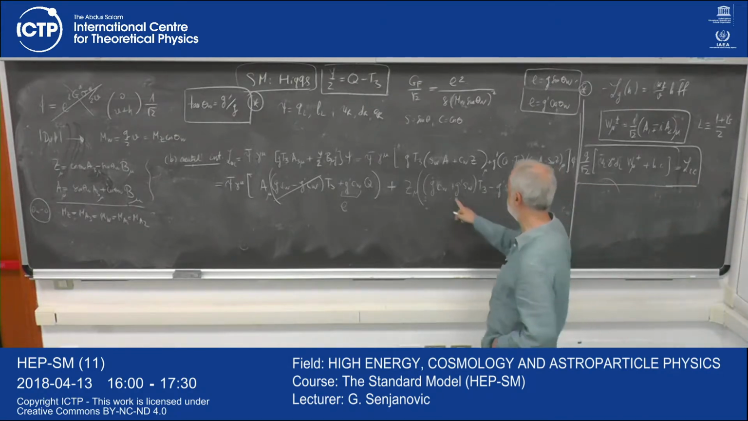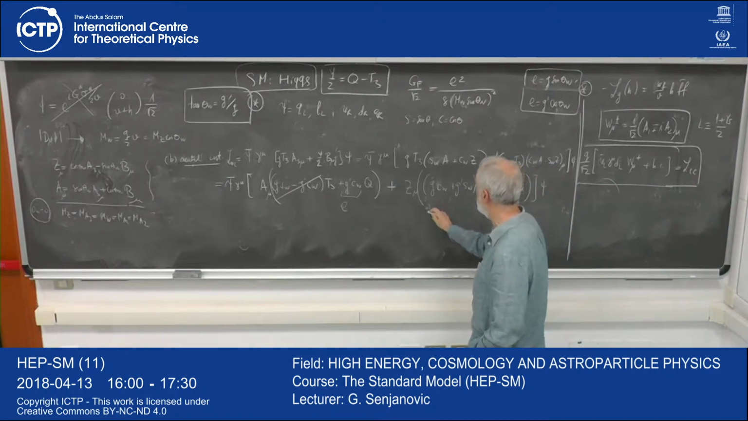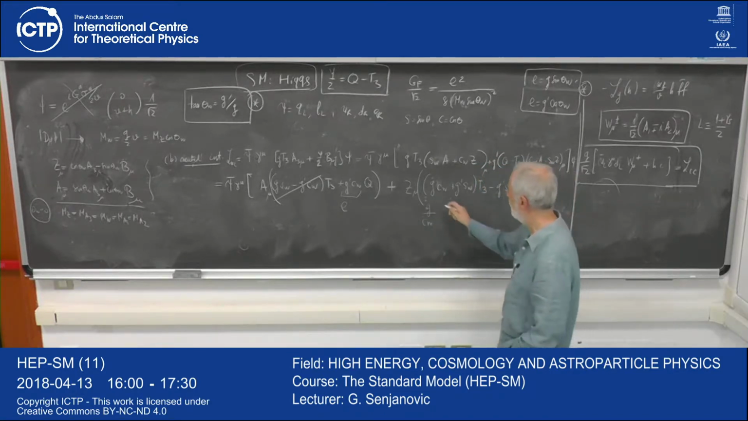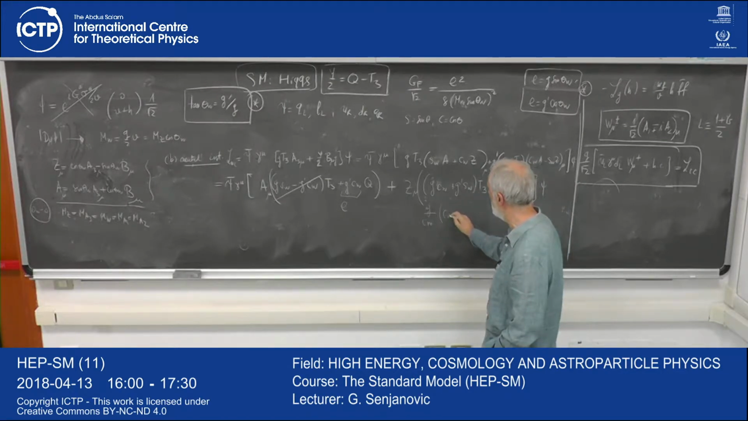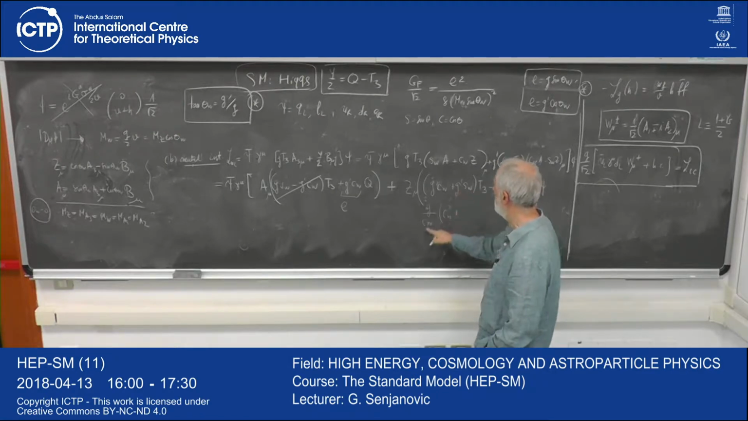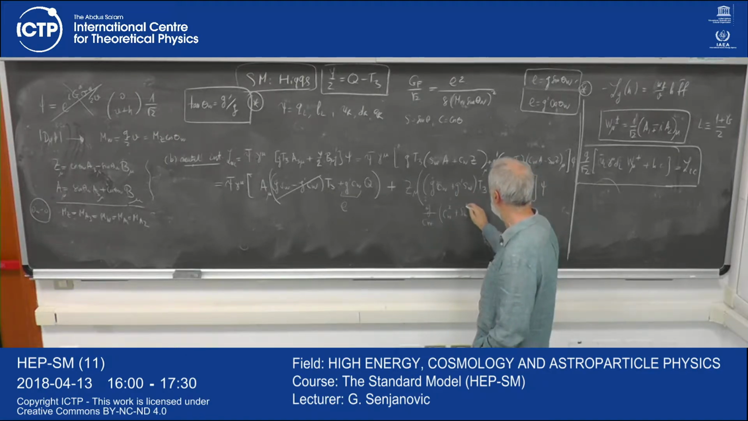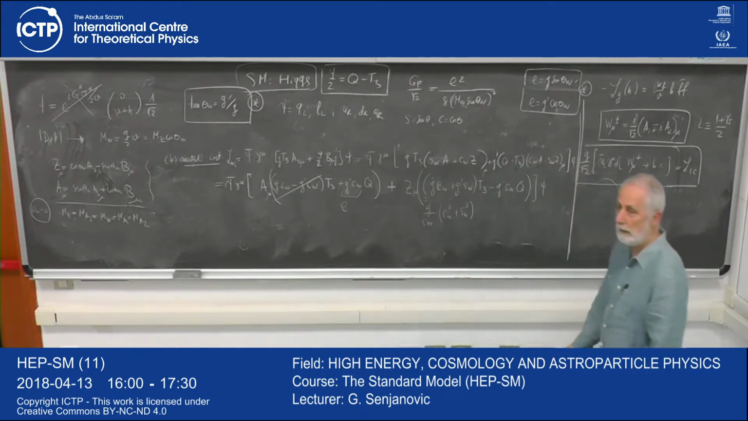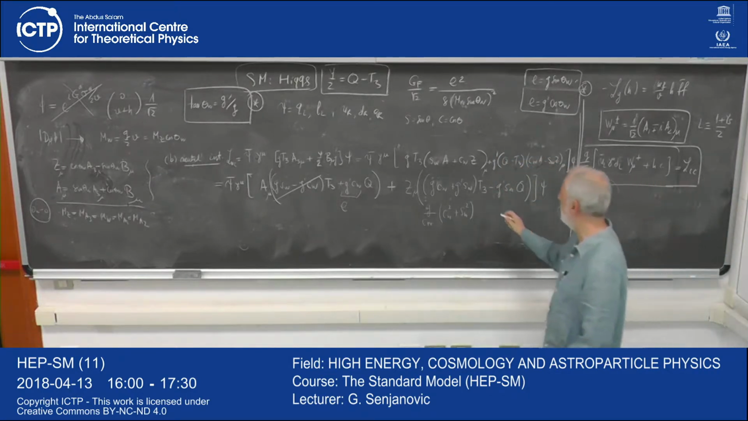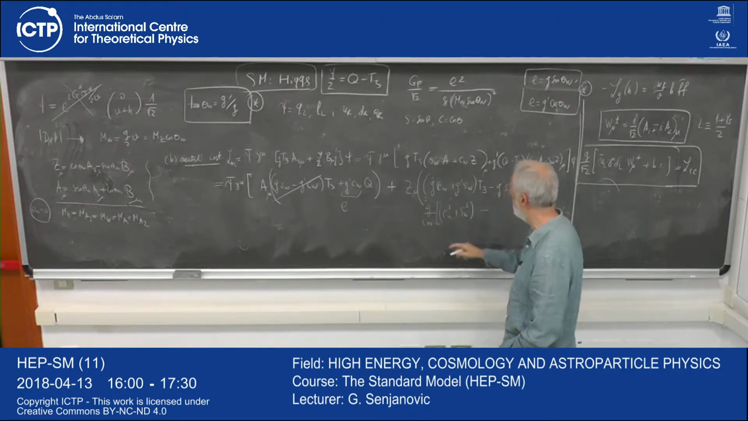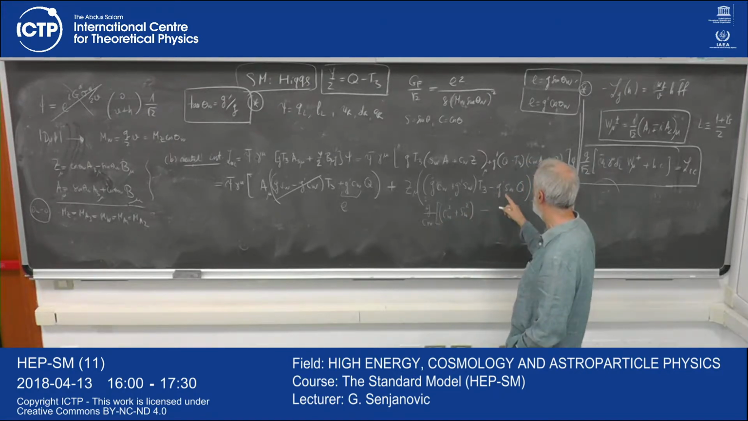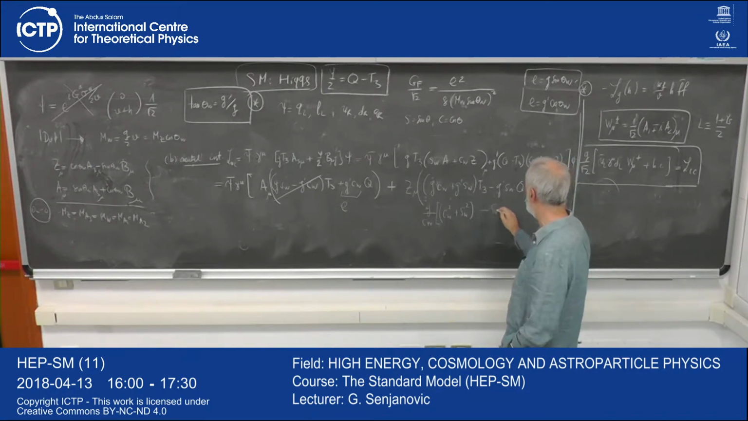So what is this? I can take G over CW out. So what I get, notice here, is CW squared, you agree? Here I have a tangent, but I took CW, so I get SW squared. Minus, let me take this as a common factor here, G over cosine theta W. G prime is a tangent, but cosine W is taken out, so I'll get SW squared Q, T3.